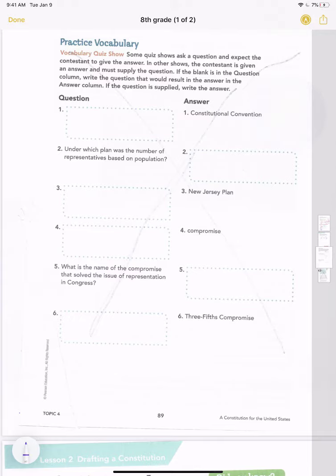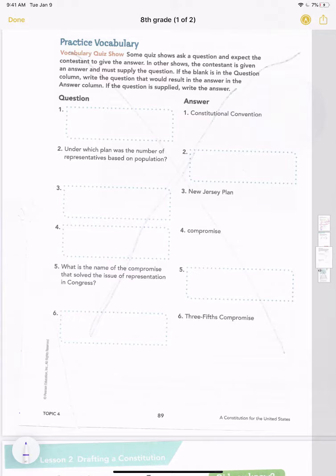So knowing our key vocabulary during the Constitutional Convention, you are going to ask a question on the left side, and then if we already know the question on the left side, you are to write the answer. So that's all that it's asking you to do. So let's go through this real quick.